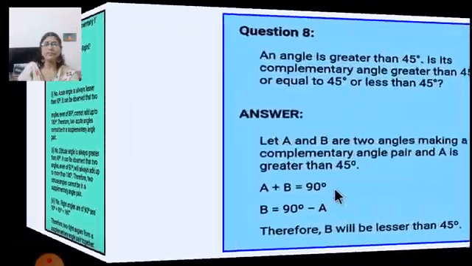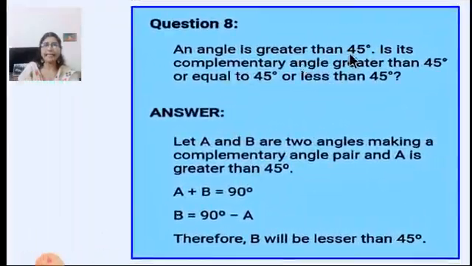Now next question, question number 8. An angle is greater than 45 degree. Is its complementary angle greater than 45 degree or equal to 45 degree or less than 45 degree? So we will have to find out. So the next angle, its complement angle will be greater or less or equal to 45 degree. So let us start like this.